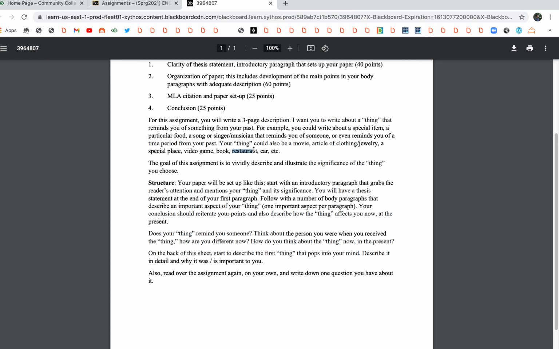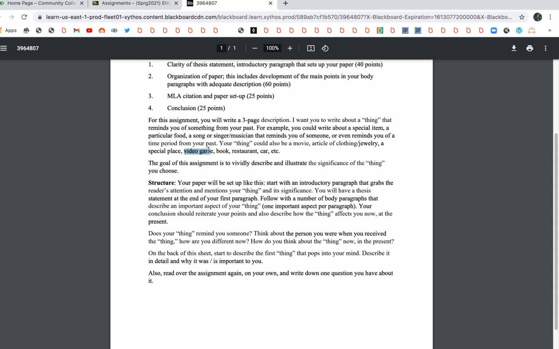So there's a lot going on with your car. It could be a restaurant. I've had a student write about a restaurant he and his family would go to for special events. So if you have a restaurant you go to that brings back memories, that could be something. Is it a book? I would probably write about a book. Do you have a book from your past that reminds you of a lot of things?